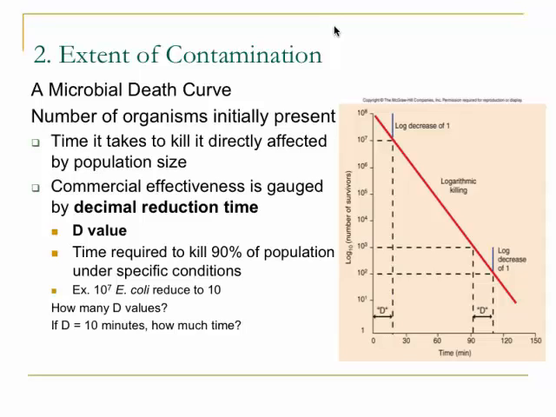Okay, so that's how you calculate the time that it would require to reduce the bacteria to a certain number. Each D value is only a 90% reduction. So the more you start with, the longer time will be required to get down to a safe level. And the D value is called the decimal reduction time.